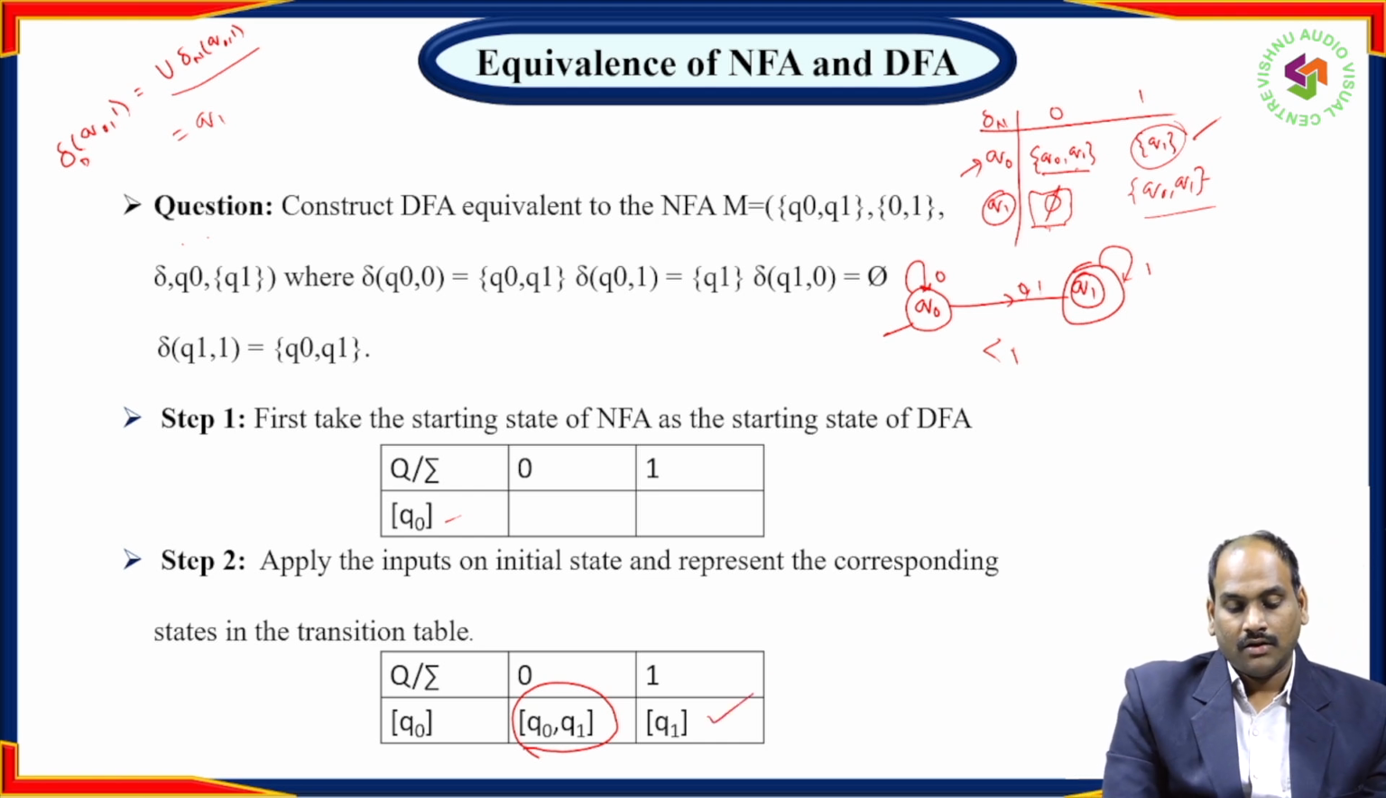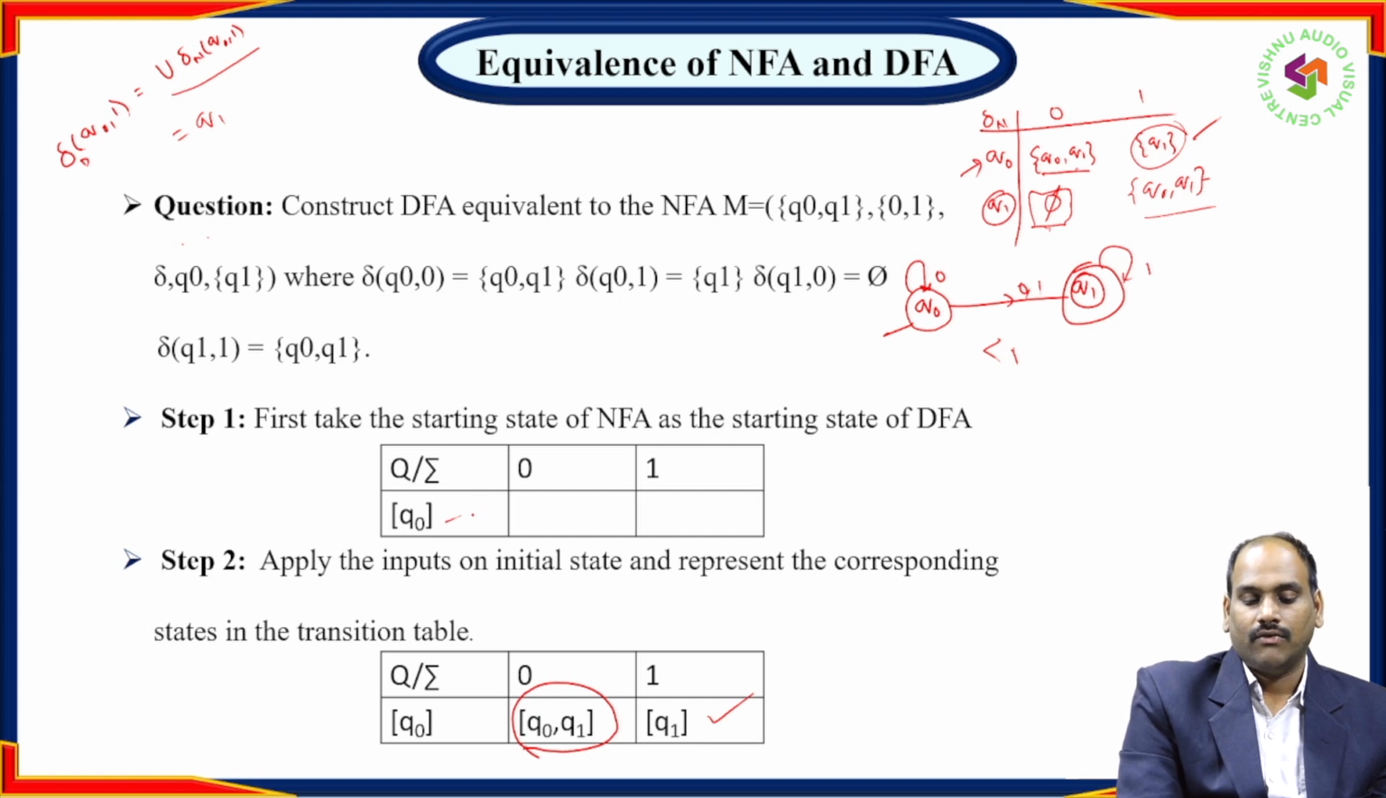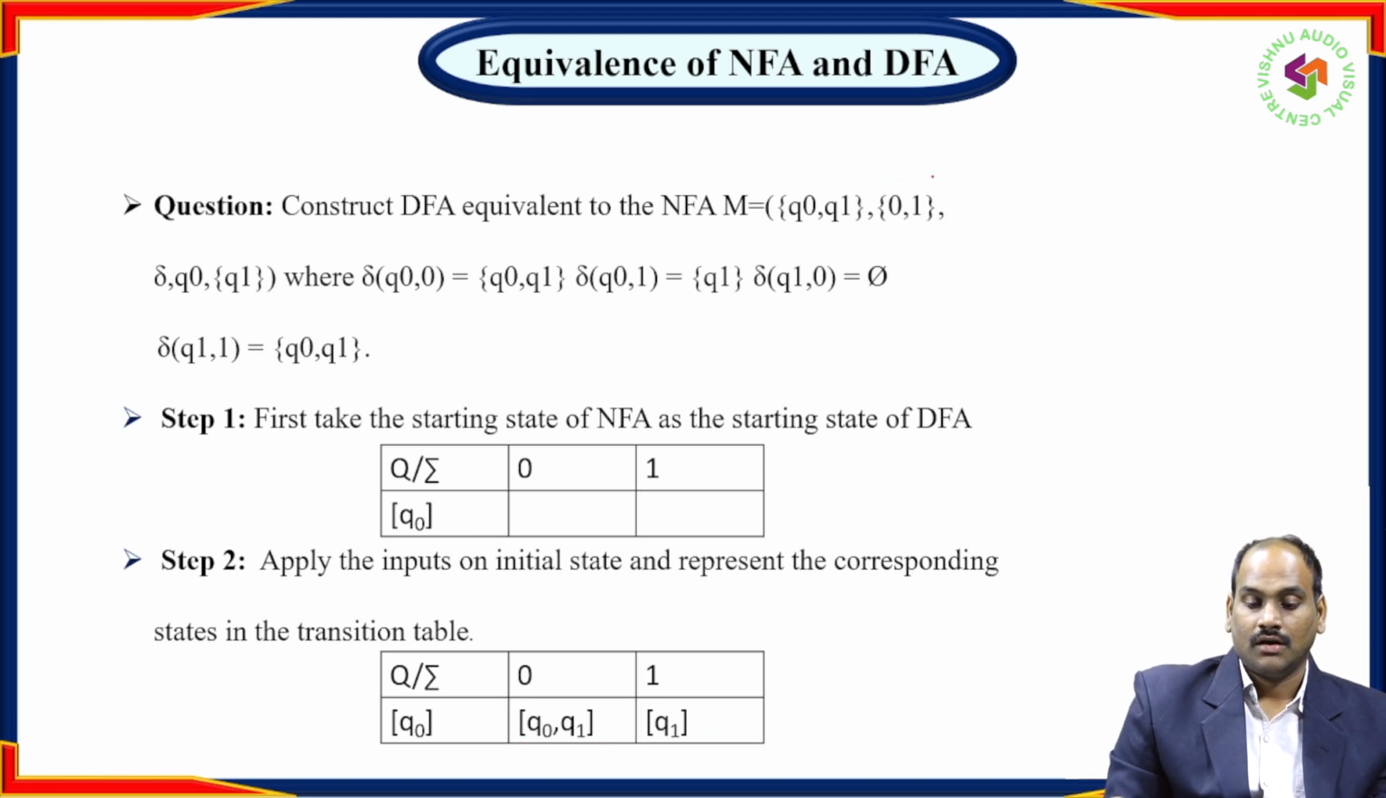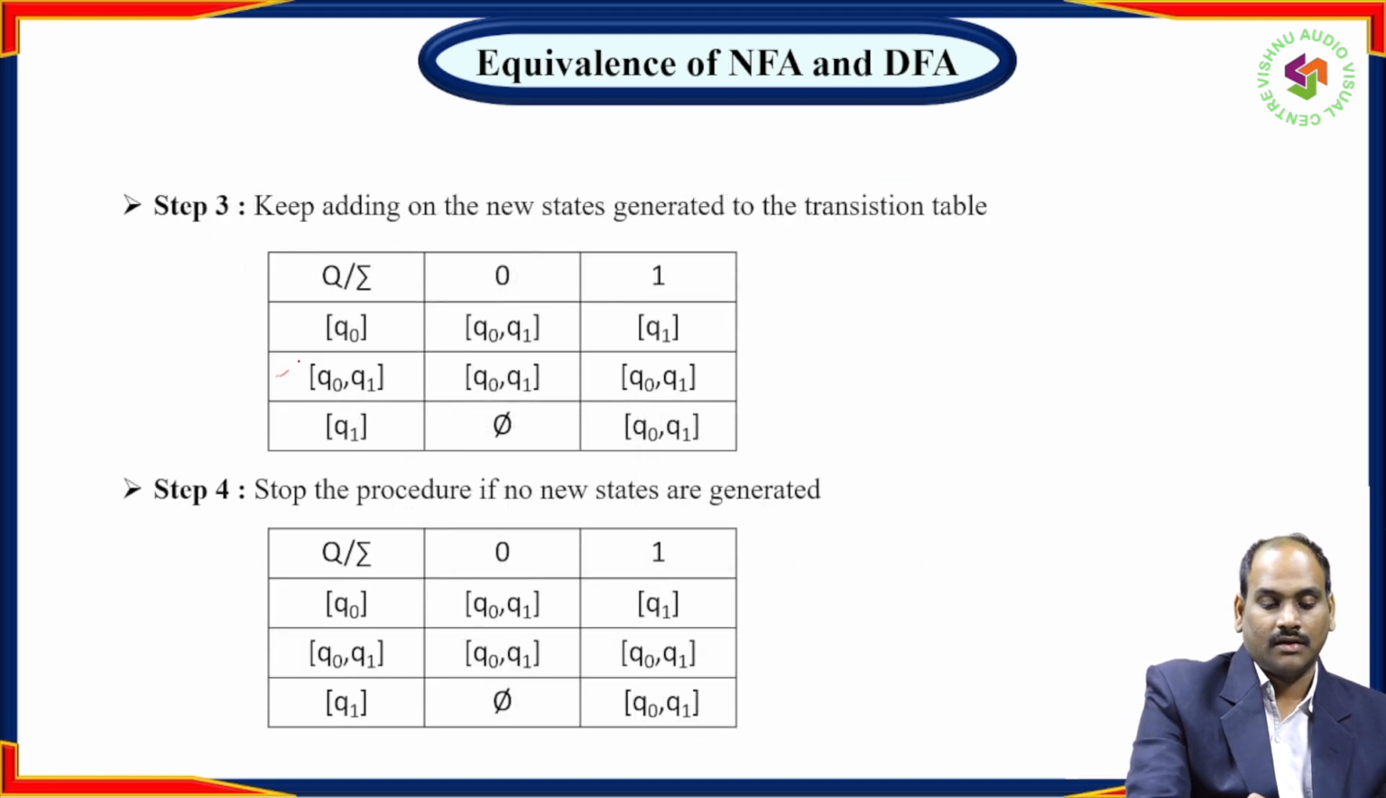Like this, initially we have only the initial state in the transition table. Now two new states are added. Those are Q0 Q1 and Q1. We have to compute the transitions for Q0 Q1 and Q1 on the sigma 0 and 1. Like this, we add this to the transition table.